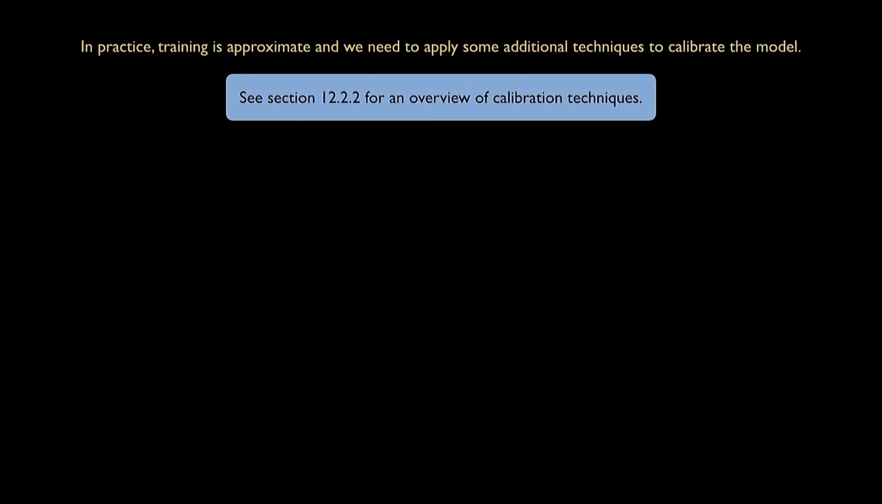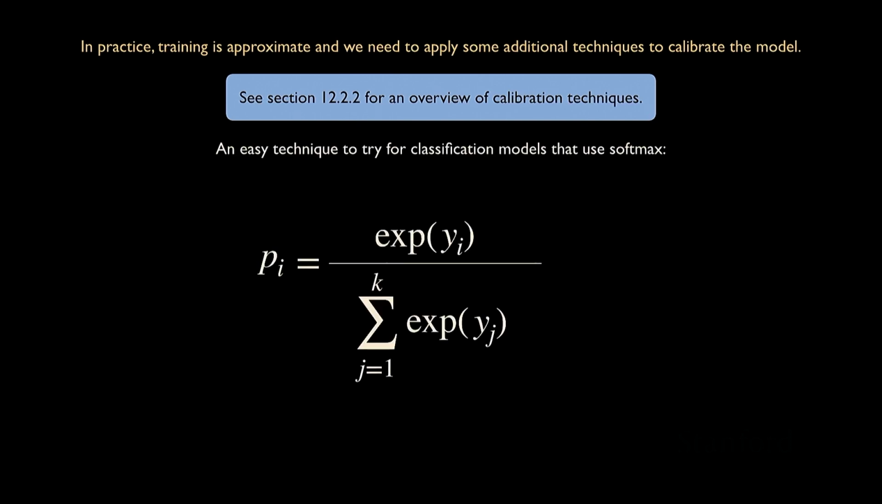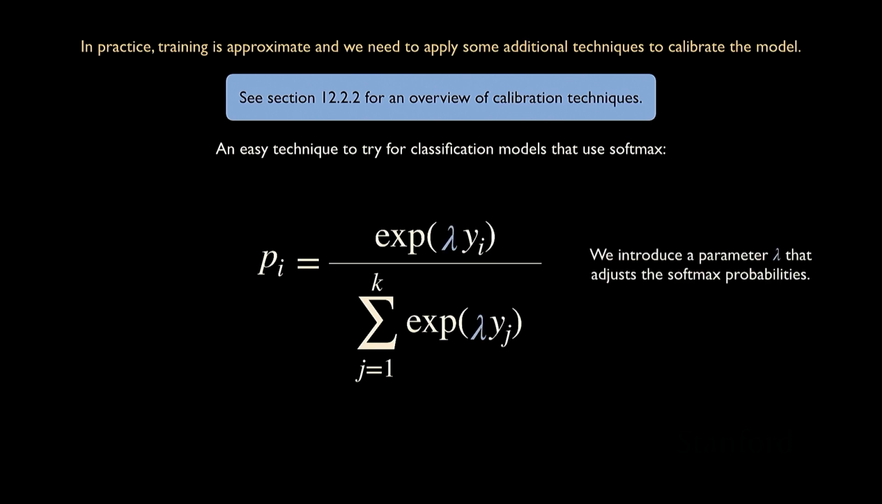Okay, so I'm just going to go through one really short calibration technique because we don't have much time. But if you're interested, there's more information on this in that section of the book. One thing we could do is something called temperature scaling, which is really simple for softmax classification models. So here's our softmax function. And essentially all we do is add in this extra parameter called lambda. And it basically adjusts our softmax probabilities.